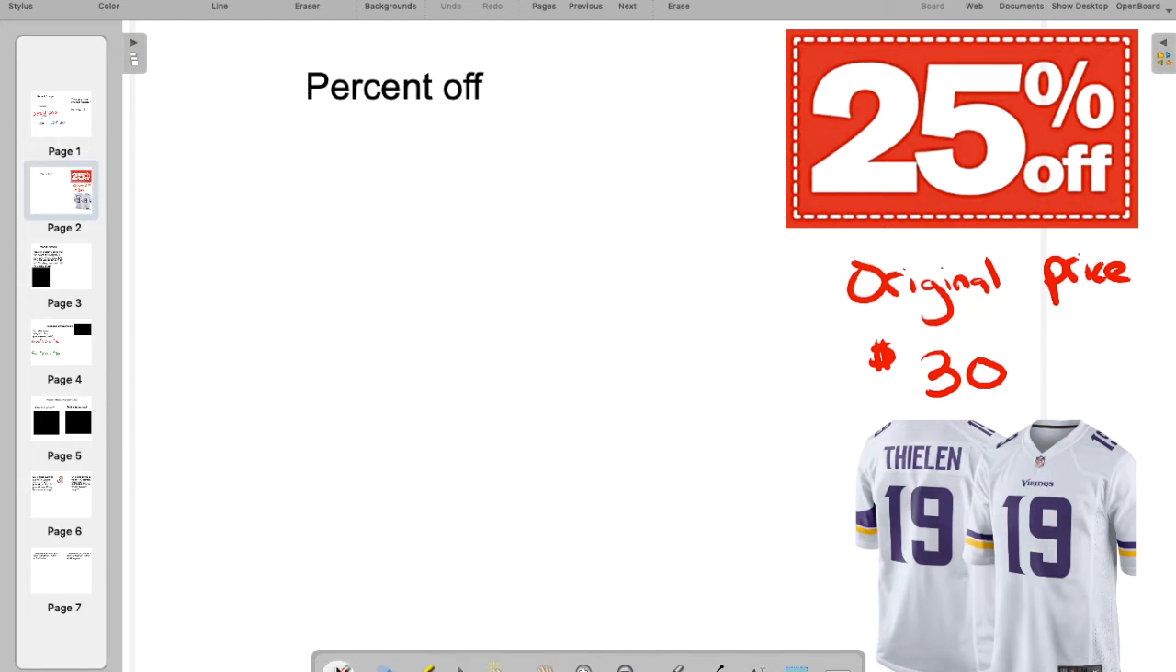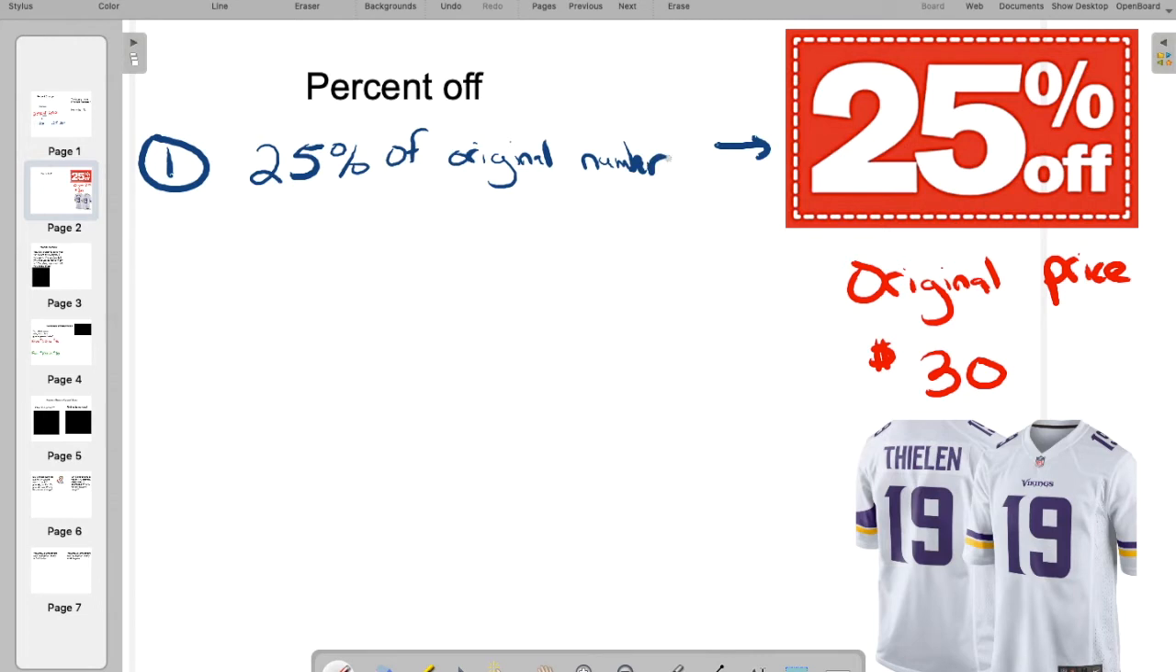This jersey is on a 25% sale off. And what this means is we need to do two steps to this problem. Step one is we need to know what 25% of the original number is. And this is why that review was really important, because step one is simply doing what we did in the last video, a whole bunch, doing 25% times 30 and multiplying it out.